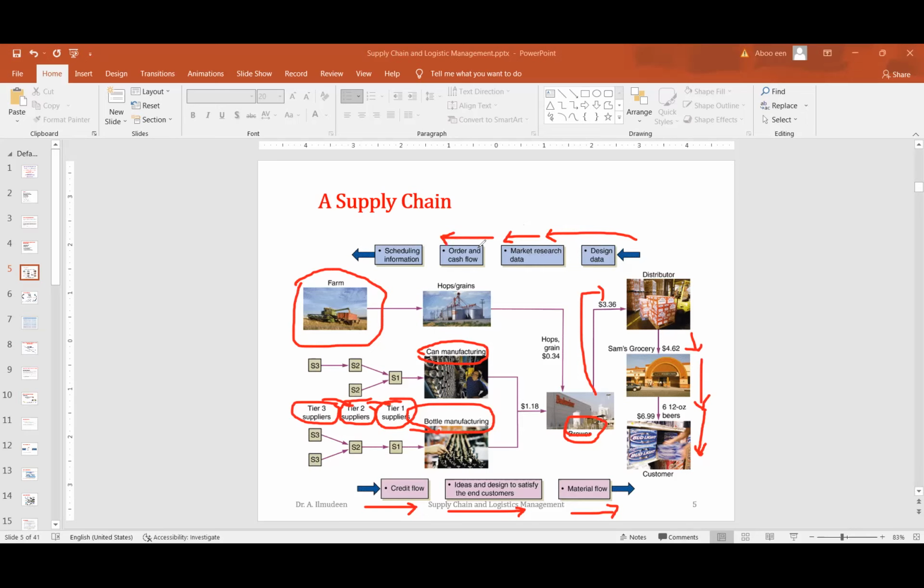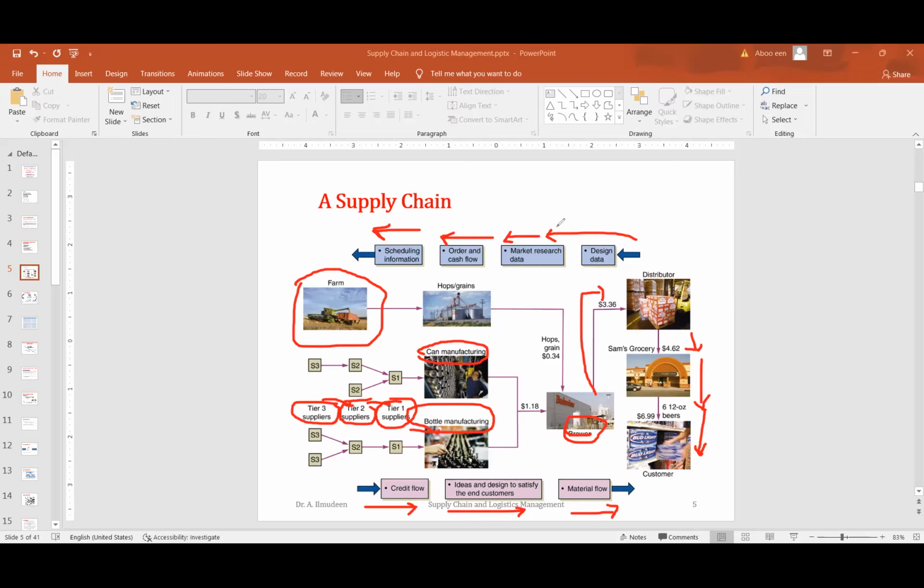And order and cash flows: they can get these orders from the distributing channels. They can get these orders, and the cash flows for the raw materials purchasing, and sales income, cash flows, and scheduling information. There are various kinds of scheduling information. This is how a typical supply chain management system is working.